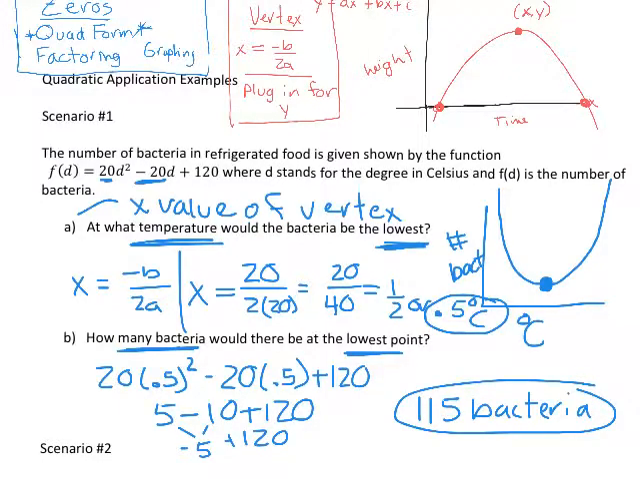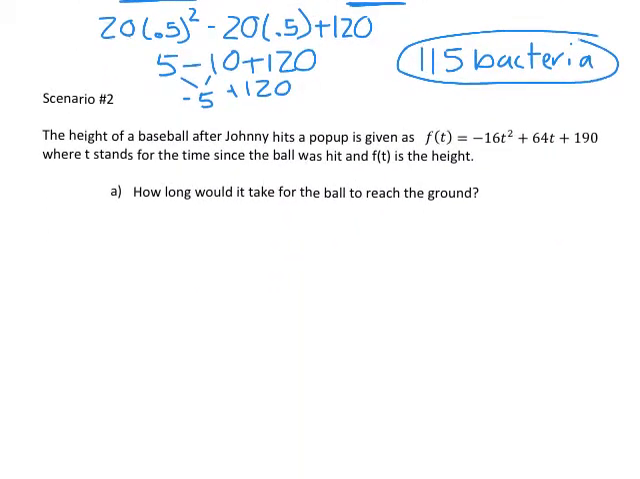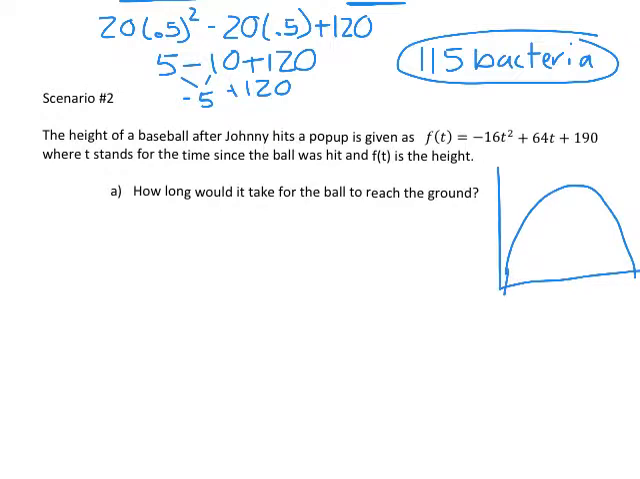Okay, let's look at scenario 2. Scenario 2 says the height of a baseball after Johnny hits a pop-up is given with that function, negative 16t squared plus 64t plus 190, where t stands for time and f of t, which is our output, is the height. So let's draw our quick picture. We all know how a ball travels, right? It's going to go up in the air and come back down. So t stands for time, so this down here is time, and then f of t stands for height.